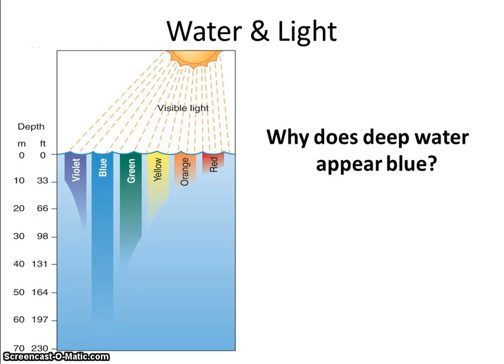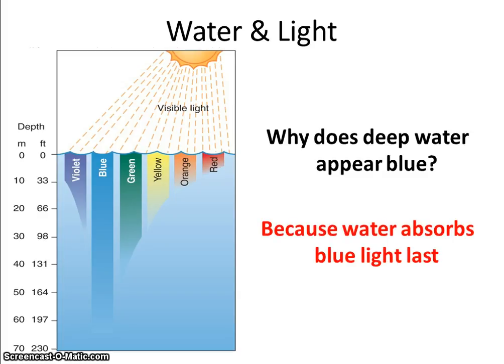Deep water is blue because the last colors of light to be absorbed are blue and green. And that's the reason why water is blue, because it reflects blue and green light the most. Blue and green light are the last to be absorbed. It's also why the deeper water is, the deeper blue it appears.